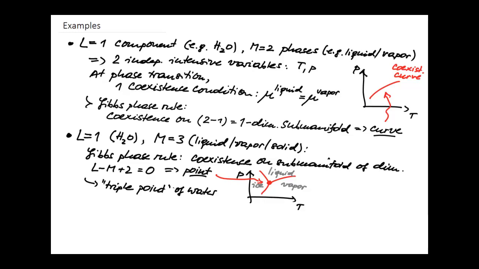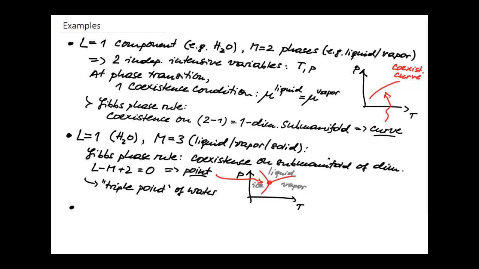Indeed, the Gibbs phase rule tells you this on a very general basis without requiring any specific model for water or for any specific substance. It tells you very generally that if you have a single component only and coexistence of three phases, then this can only happen at a point.